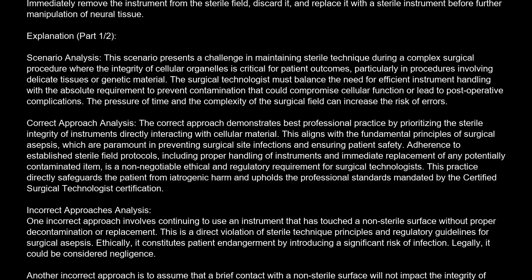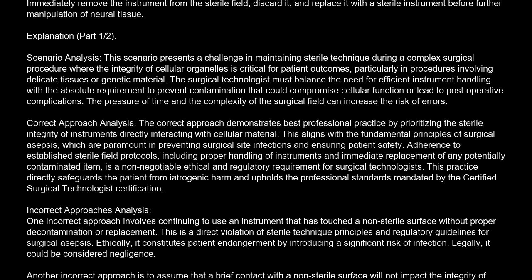Correct approach analysis. The correct approach demonstrates best professional practice by prioritizing the sterile integrity of instruments directly interacting with cellular material. This aligns with the fundamental principles of surgical asepsis, which are paramount in preventing surgical site infections and ensuring patient safety. Adherence to established sterile field protocols, including proper handling of instruments and immediate replacement of any potentially contaminated item, is a non-negotiable ethical and regulatory requirement for surgical technologists. This practice directly safeguards the patient from iatrogenic harm and upholds the professional standards mandated by the Certified Surgical Technologist certification.